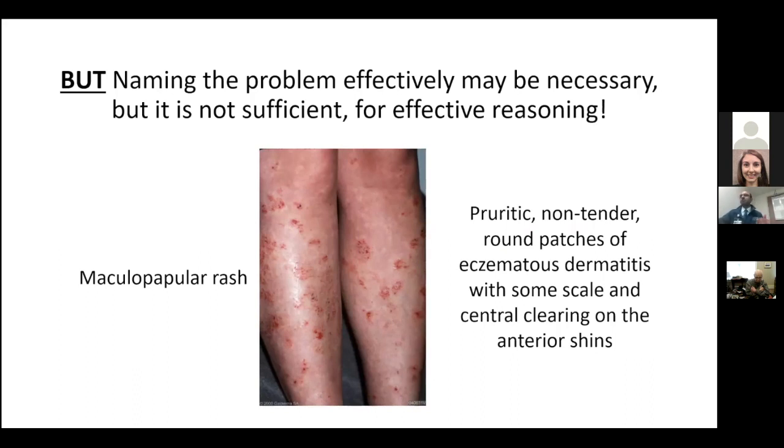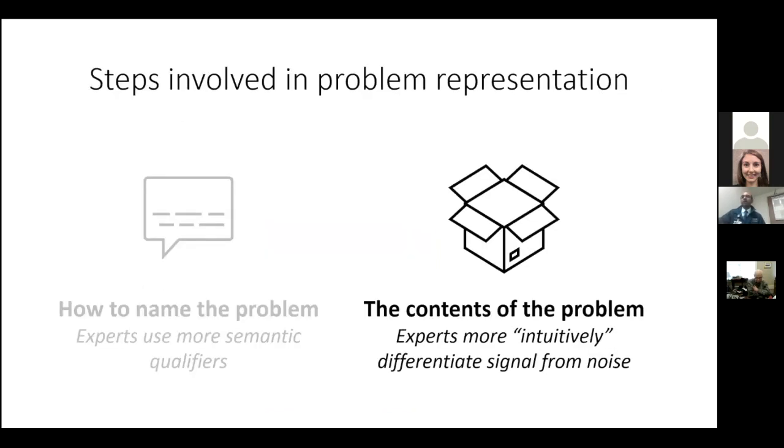But does that make me better at diagnosing the rash? No, it doesn't. I get better at naming things, but my library of illness scripts for the rash and my schema for the illness script is no better. So not only do you need to know how to name the problem, you need to know what the contents of the problem should be.